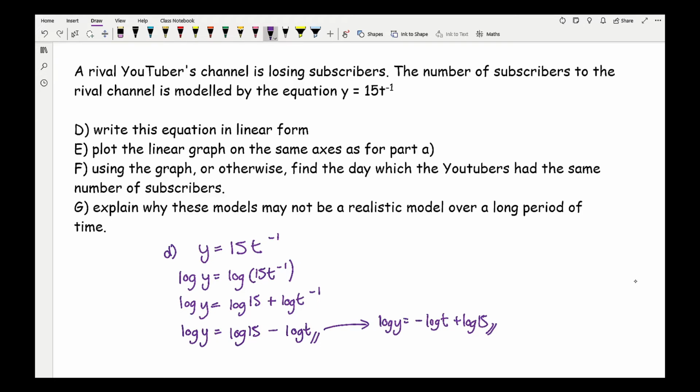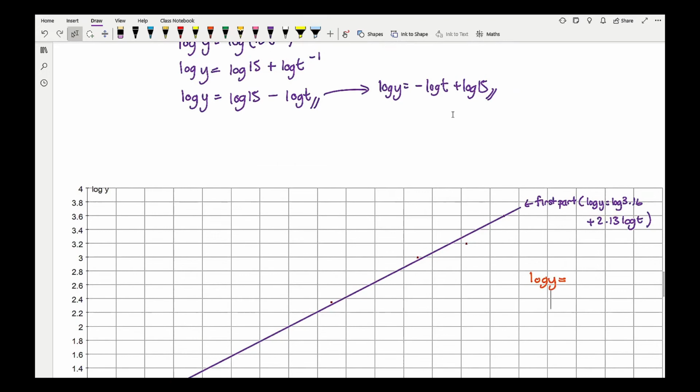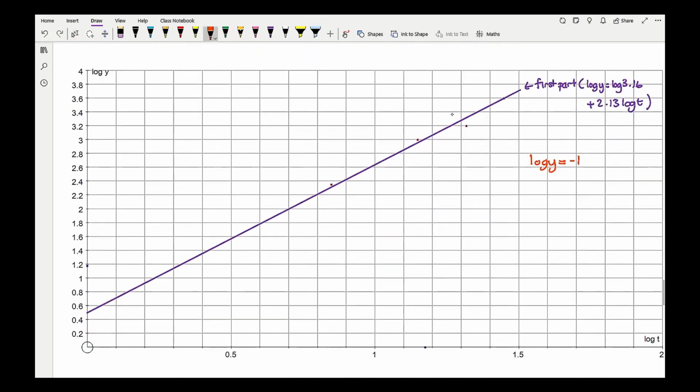And then for part E, it says plot the linear graph on the same axes as we did for part A. So let's do just that. When it comes to plotting the second YouTuber's subscriber list, the problem is I haven't got a table of values, but I'm still asked to plot it. We know it's going to be a linear relationship, so let's look at the equation: log y equals minus log t plus log 15.